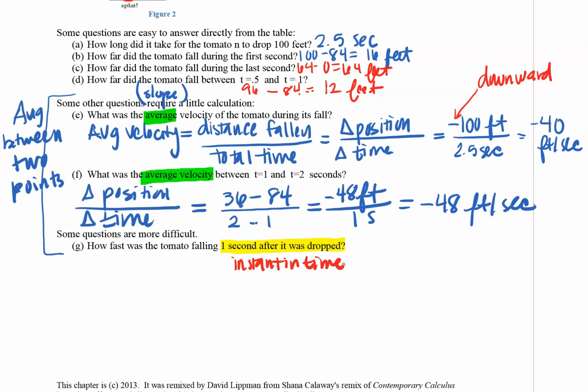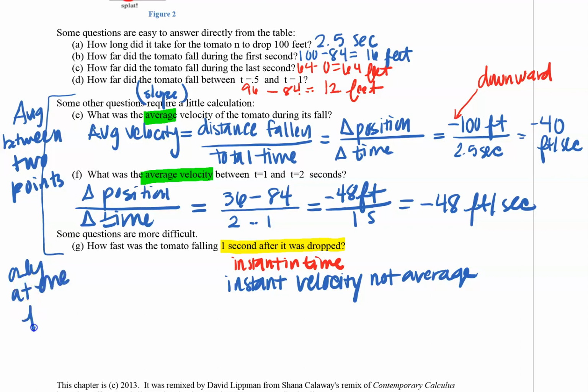And so this is going to be known as your instant velocity. We want the instant velocity, not an average. So we're going to have to approach this a little bit differently. You'll notice too that this is only at 1 point. The previous two problems were the average over 2 points, and just by changing up our values, we got different averages depending on what we're looking at. We want the instant velocity at 1 point.